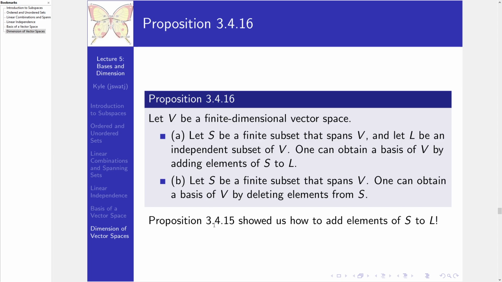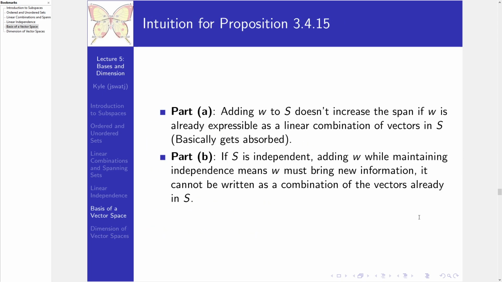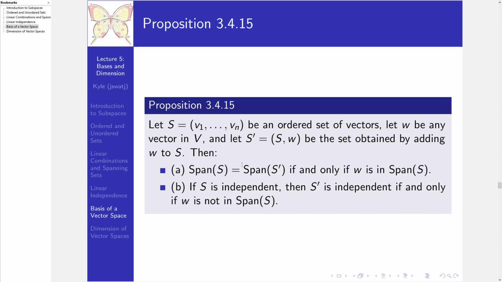And the previous proposition actually showed us how to add elements of S to L, right? Because if we add an element to the spanning set of this, it gets absorbed. So there are two cases. If we add something, it'll get absorbed, and if it's independent and not in the span, then we can add it and keep adding.